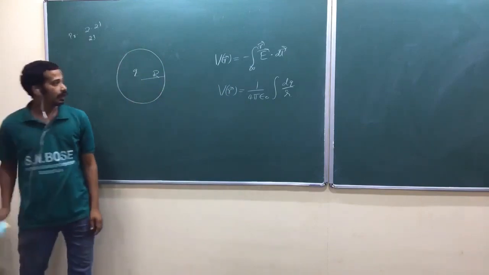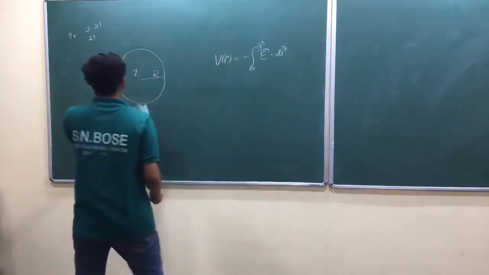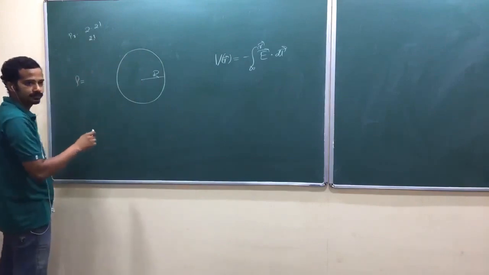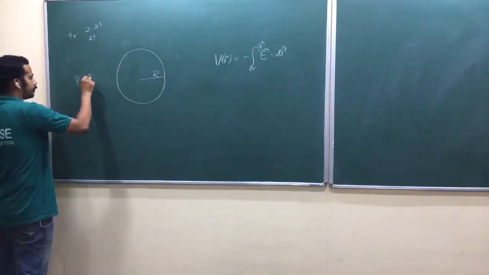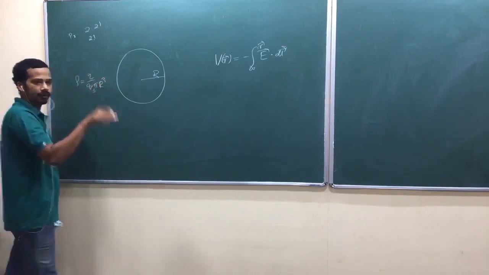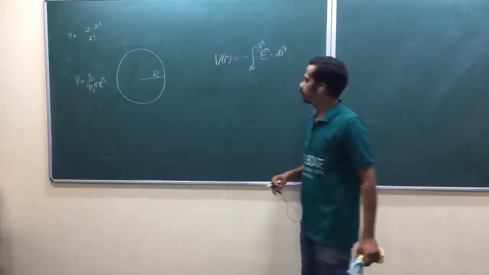Now I have to find the electric field in two different regions. So this is a uniformly charged solid sphere. What is rho? Q by (4/3) pi R cube. This Q is uniformly distributed, so charge density is total charge by total volume, isn't it?